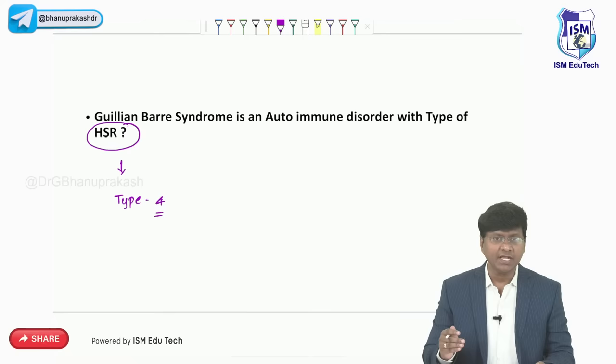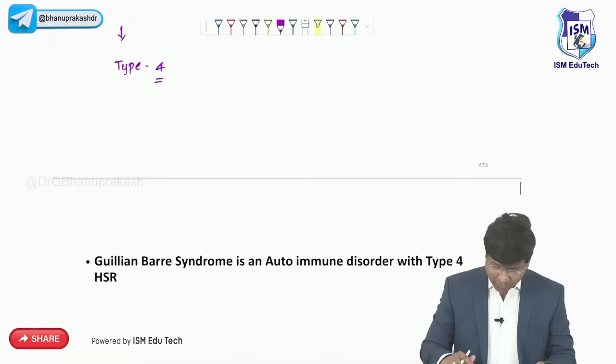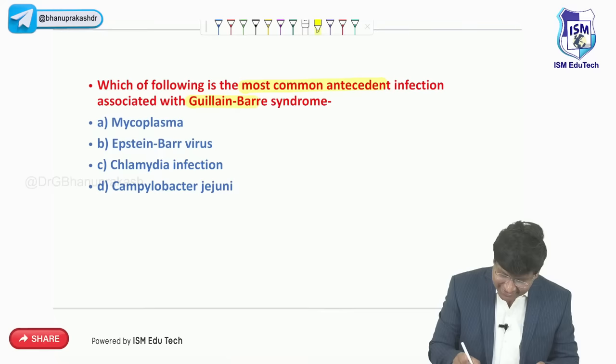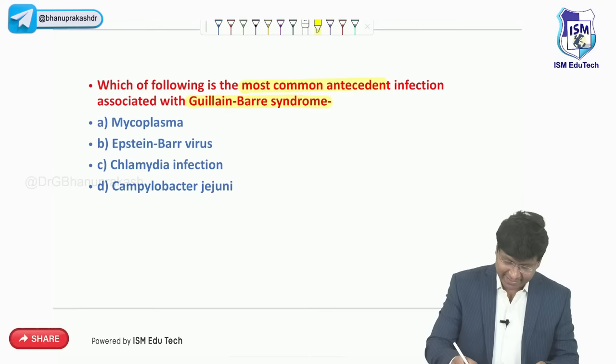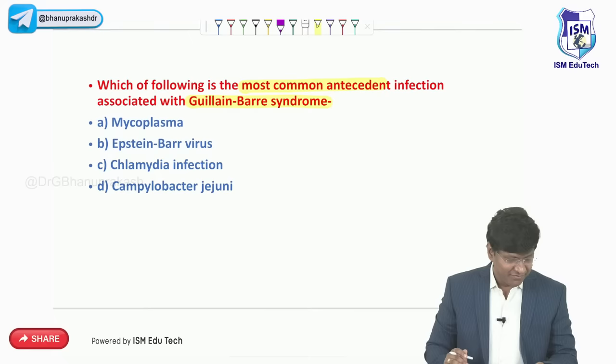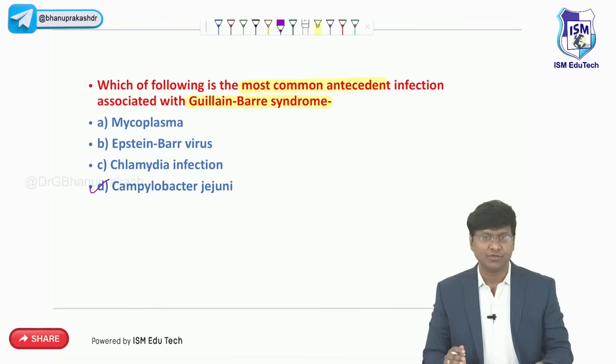Now, antibodies are actually formed against the microorganisms. Among the microorganisms, see this question: which of the following is the most common antecedent infection associated with the Guillain-Barré syndrome? Mycoplasma, Epstein-Barr virus, chlamydia infection, Campylobacter jejuni. Very good. The most common antecedent infection associated with the Guillain-Barré syndrome is Campylobacter jejuni, and this Campylobacter jejuni is associated with gastrointestinal manifestations.